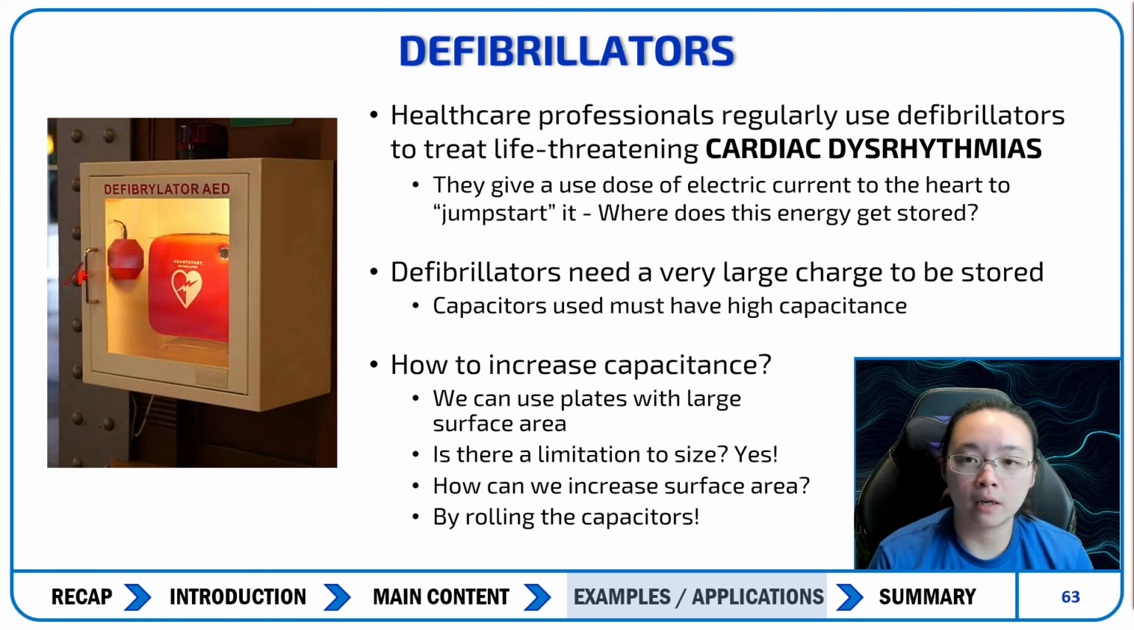Defibrillators need a huge charge to be stored. And so that means we have to find ways of being able to increase the capacitance and store more energy within that defibrillator. The equation for capacitance is epsilon naught A over D. It means you can either reduce the separation distance or you can increase the surface area of your capacitors. So obviously there is a limitation to size because we can't create an unlimited size defibrillator. So the only thing we can do is increase surface area by rolling the capacitors.